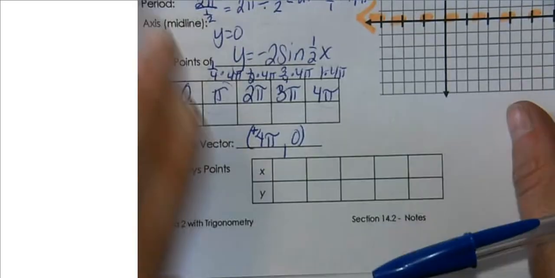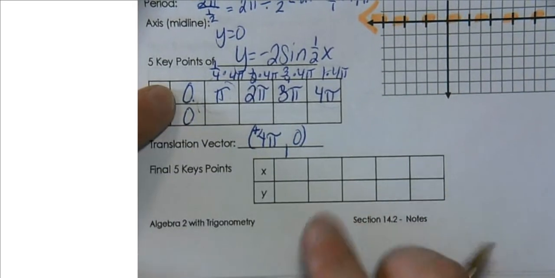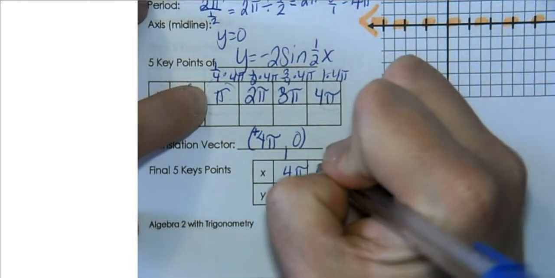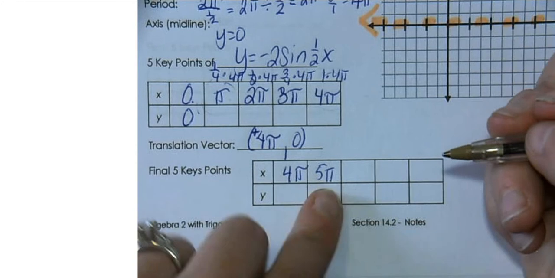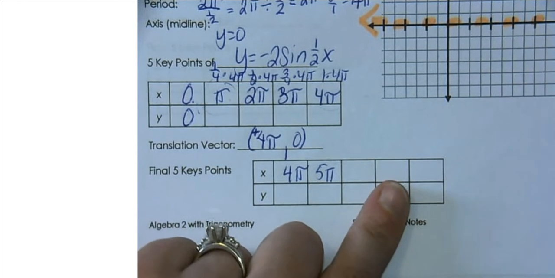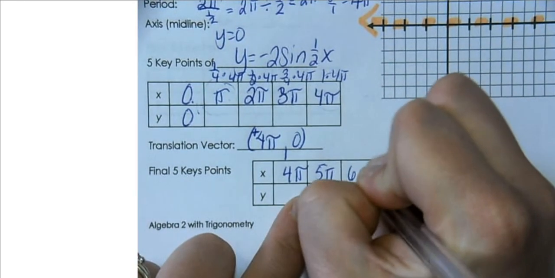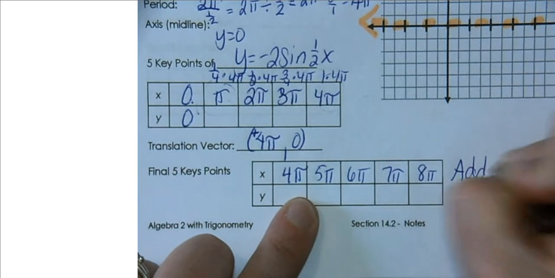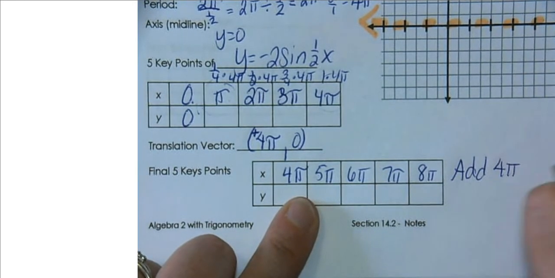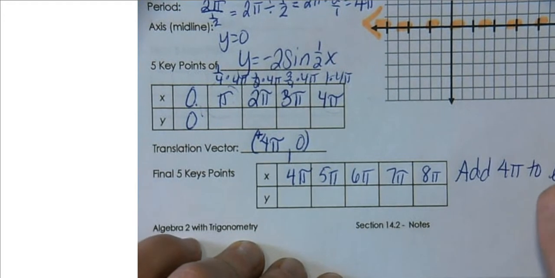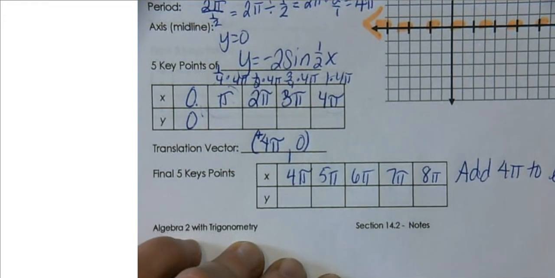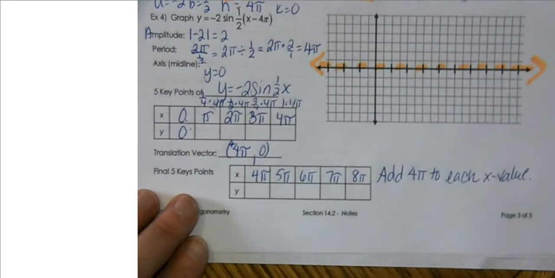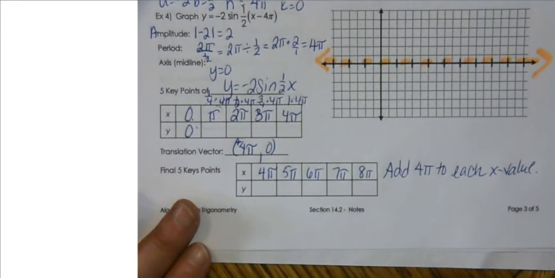So now I'm going to add, so I have 0 plus 4 pi is 4 pi. Pi plus 4 pi, that's 5 pi. And I'm just increasing each value by another pi. So this will be 6 pi, 7 pi, and finally 8 pi. So all I did here was add 4 pi to each x value. When it comes to the y values, I don't have to do anything because I did not have a vertical shift.